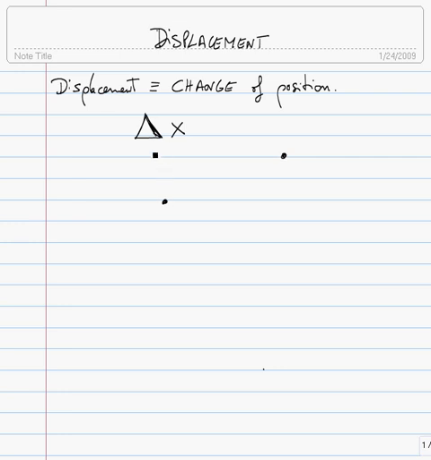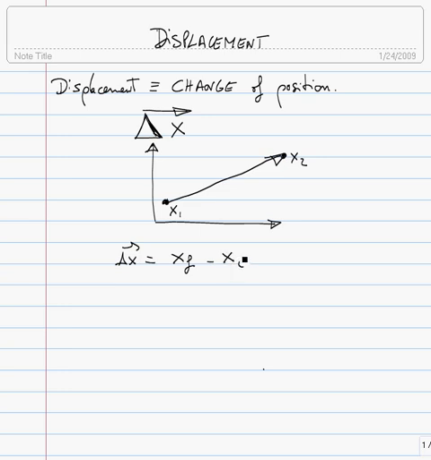Now if we define a coordinate system, as usual, we'll see that we can represent this change of position by a vector. And therefore we will write displacement as vector delta x, which specifically says that we're going from position x1 to position x2. So in general, displacement is the final position minus the initial position.